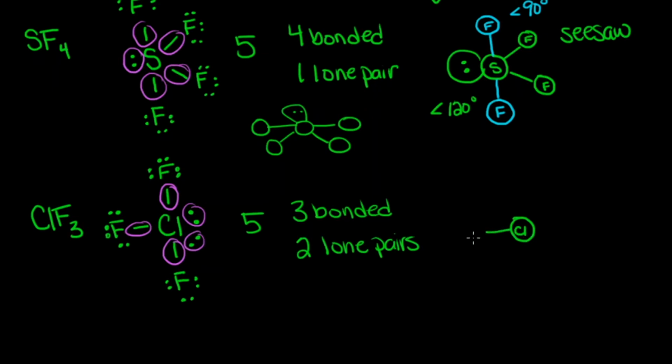And maybe I'll just go all equatorial while I'm in green here. There's my fluorine. There's my equatorial lone pair. My equatorial lone pair. And here are my axial fluorines. Here, this molecule is called T-shaped. You guys see the T between the fluorines? T-shaped.